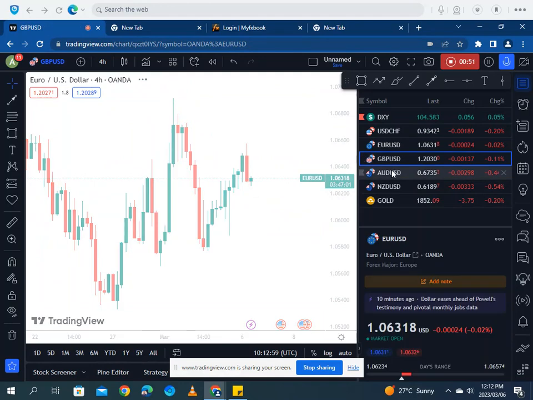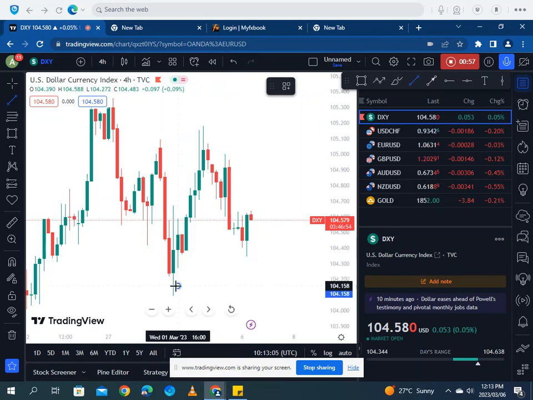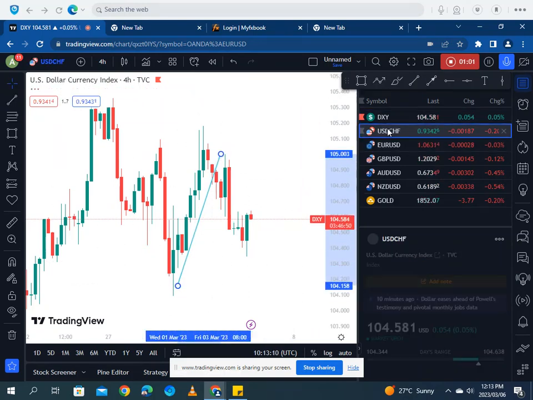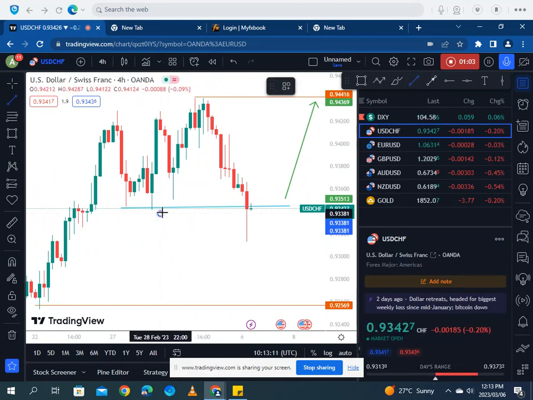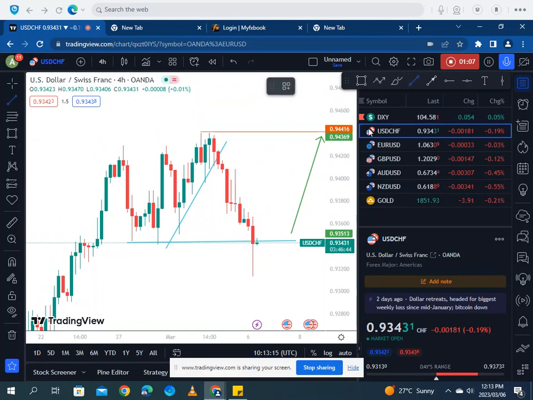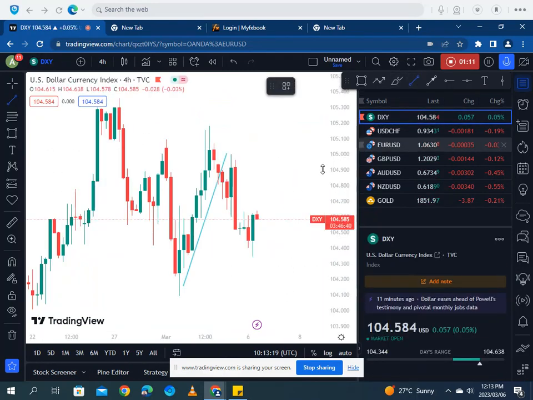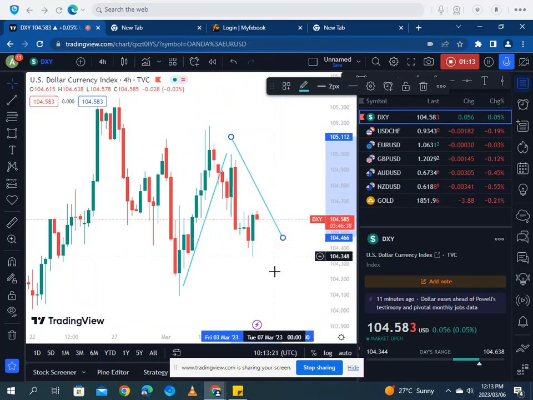For example, if we check here, not every time, but when the DXY is pushing to the upside, USD Swiss franc is also more likely to be pushing to the upside. If USD Swiss franc is pushing to the downside, then the DXY is more likely to be doing the same thing, pushing to the downside, right?